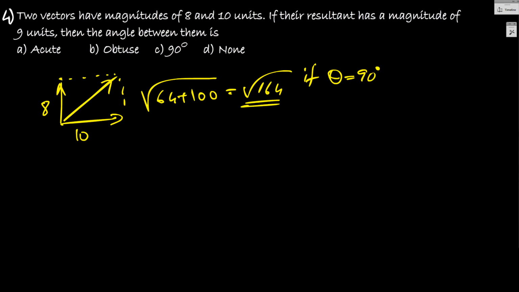This is if theta is 90 degrees. But our given answer is 9 units. 9 is the square root of 81. Our given answer is less than that. This is smaller. Therefore, theta must be bigger. So theta must be more than 90 degrees. We discussed this, right? So it must be an obtuse angle.